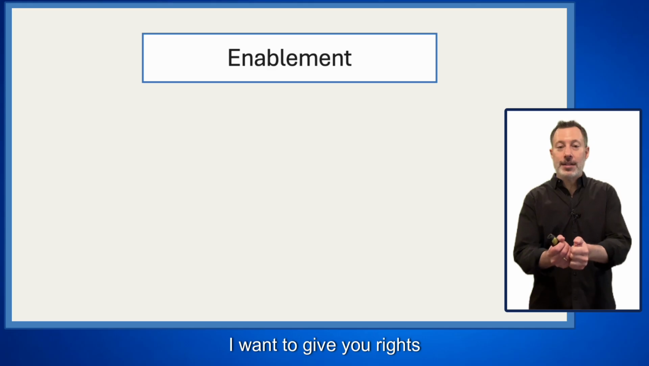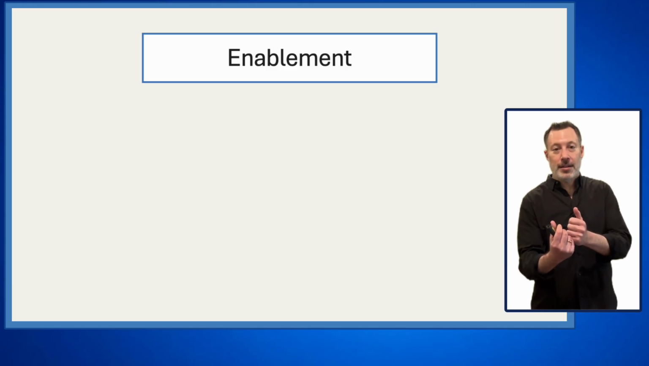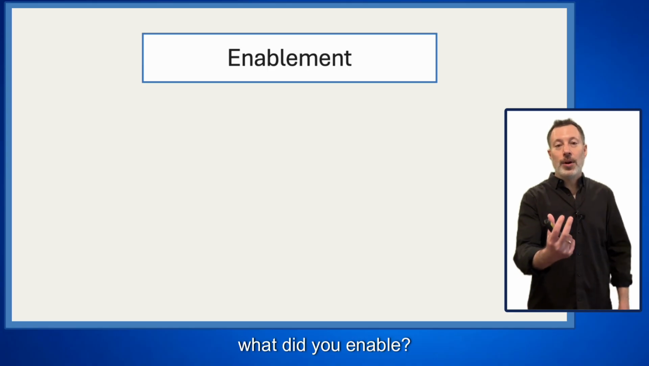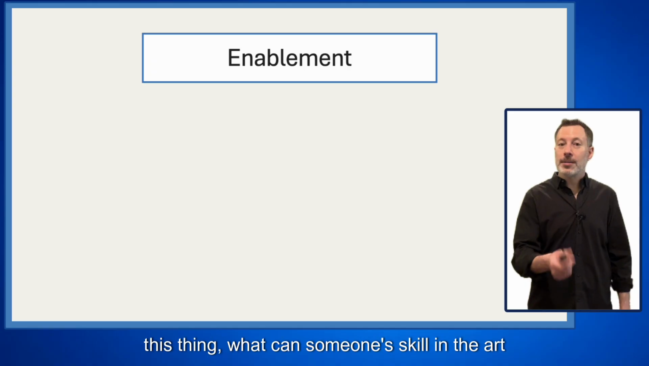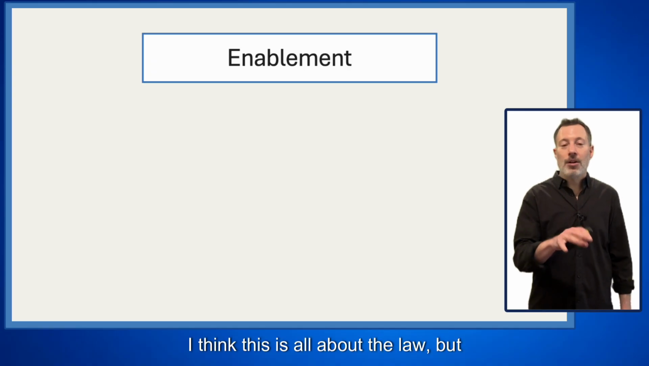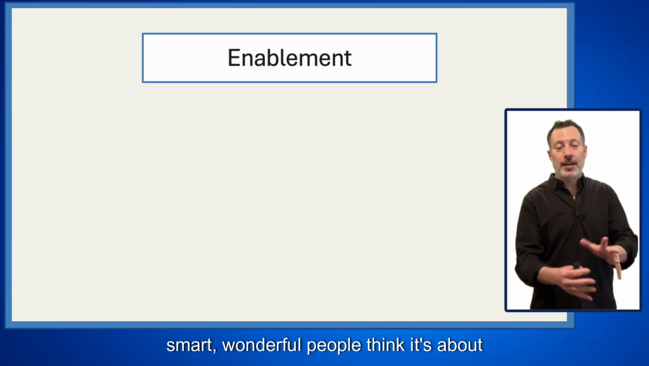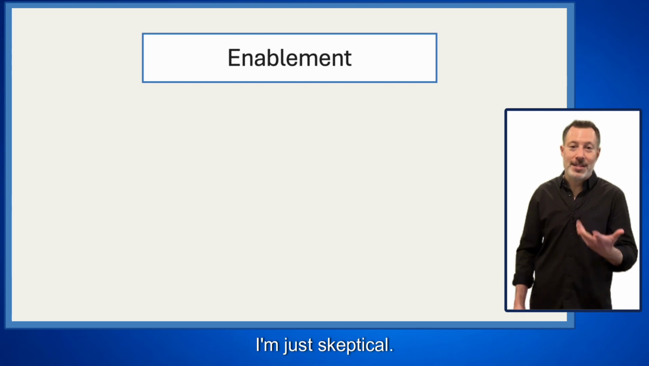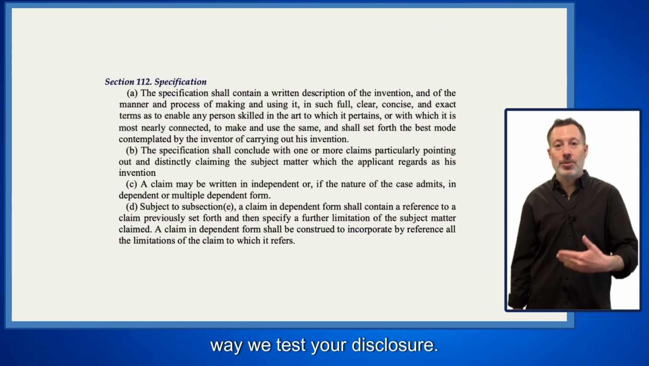I want to give you rights commensurate to what you brought to society. And one way to answer what did you bring to society is, what did you enable? Based on what you wrote down, having done this thing, what can someone skilled in the art actually understand? I think this is all about the law, but again, I'll acknowledge that a lot of smart, wonderful people think it's about getting a really good document to read. I'm just skeptical. Enablement, it's another important way we test your disclosure.